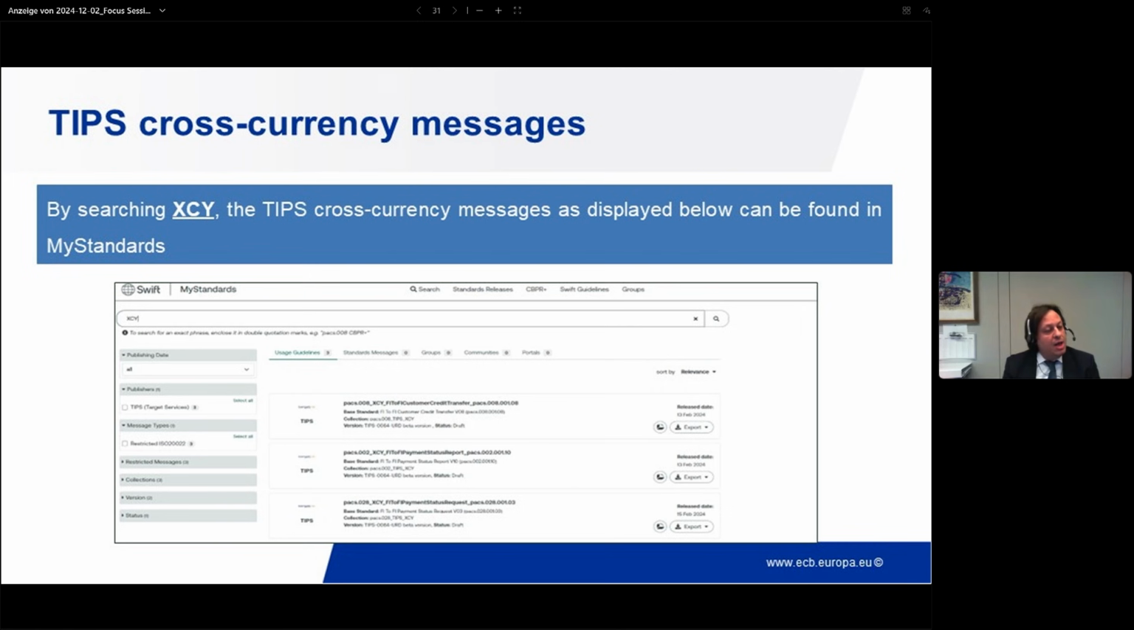So if you log in to MyStandards and you look for the version XCY of PAX8, PAX2, and PAX28, you will see exactly how the XSDs are structured, all the usage guidelines, and you can make comparisons, for example, between the domestic flow and the cross-currency flow.